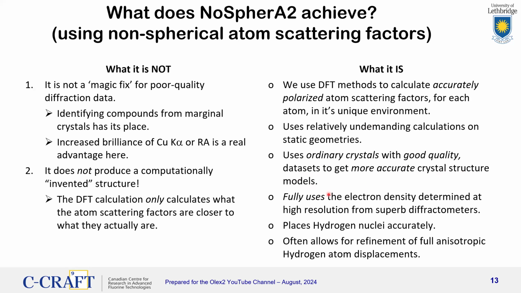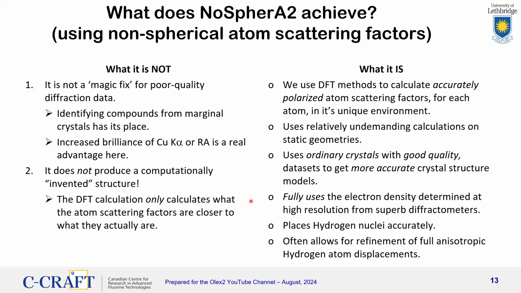Now, by doing that, it is better able to use that electron density that is determined by our superb diffractometers. So we are now able to use accurately measured experimental electron densities because we are theoretically taking into account the electron densities of the molecular structure. Now, a key advantage of using this accurate polarization of the atomic scattering factors is that it is now possible to place the hydrogen nuclei accurately.